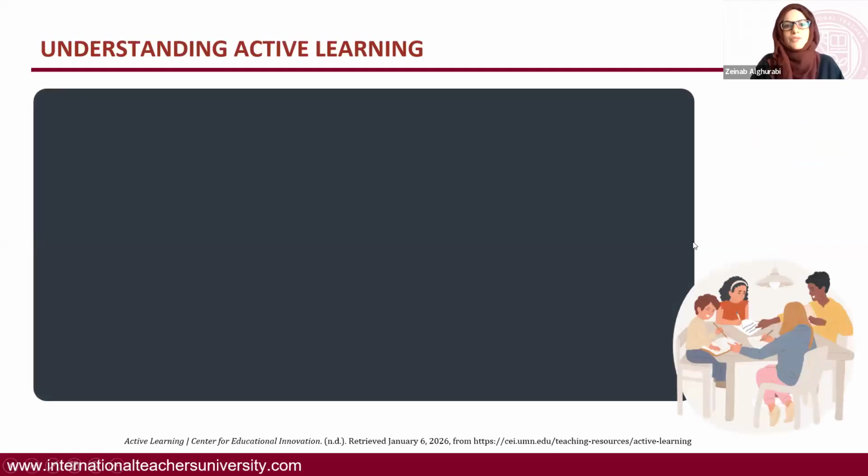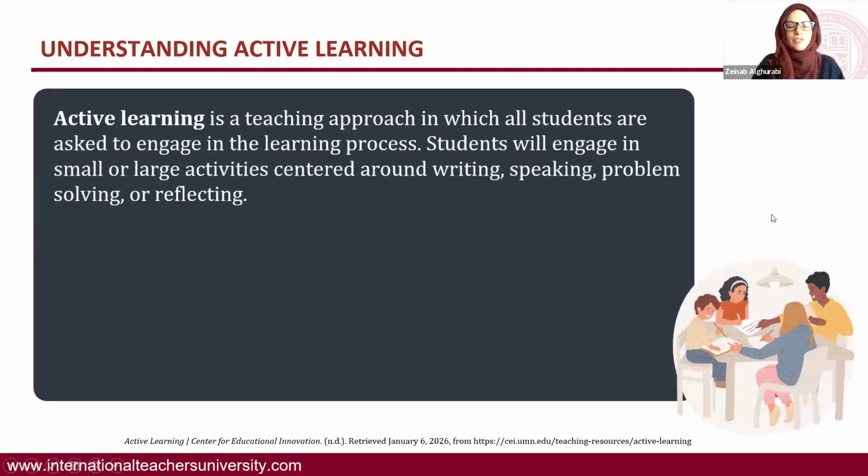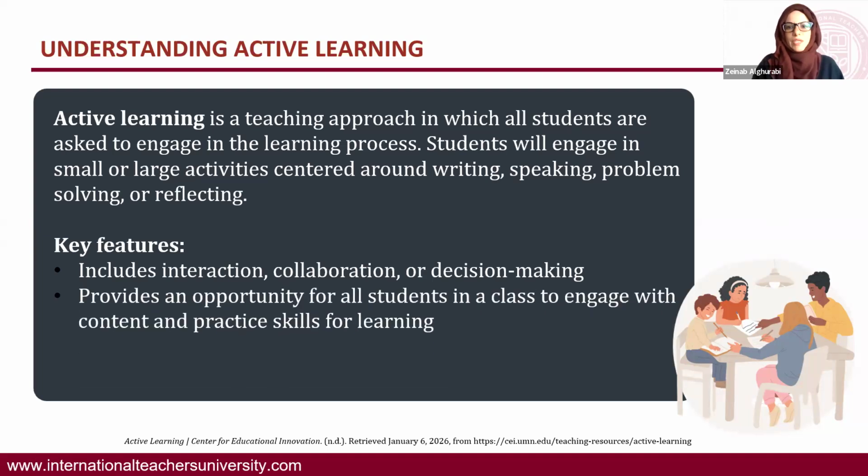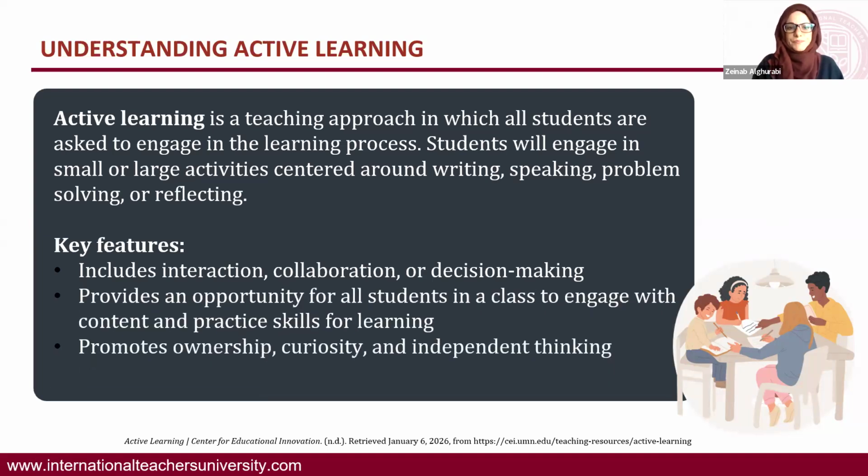Okay, now we're going to move on to understanding what is active learning. Now, active learning is a teaching approach where all students are asked to engage in the learning process. Students here engage in small groups or in large groups, and this can be related to any skills you're trying to build in your classroom. It includes interaction, collaboration, and decision making, and it provides an opportunity for all students to engage with the content and practice their skills. It promotes ownership thinking among the learners.